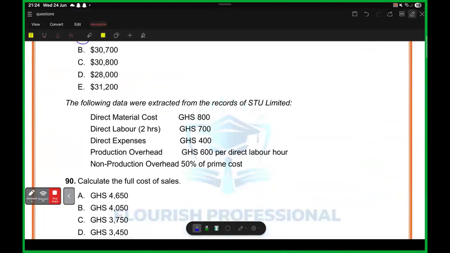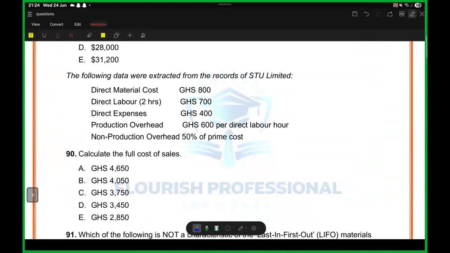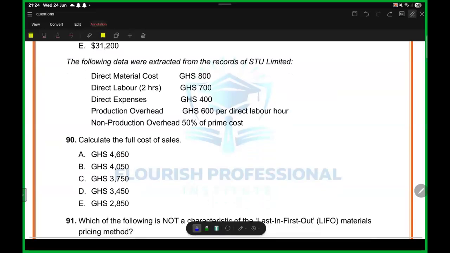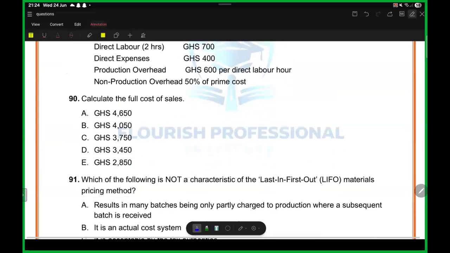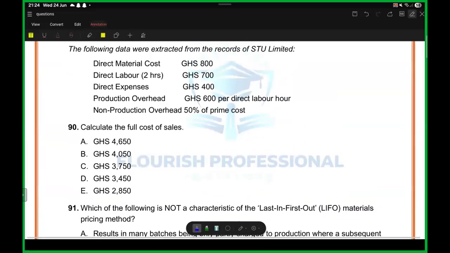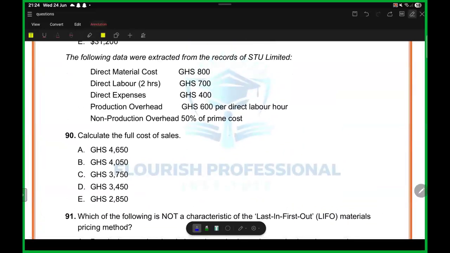Okay, so that's question 90. Question 90: Following data were extracted from the records of STU Limited. Direct material cost is 800. Direct labor is given. Expenses, production overhead is given. Non-production overhead is also given. Calculate the full cost of sales. Try and use this space to calculate the full cost. So, calculation of full cost of sales.